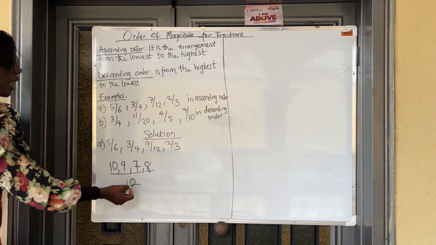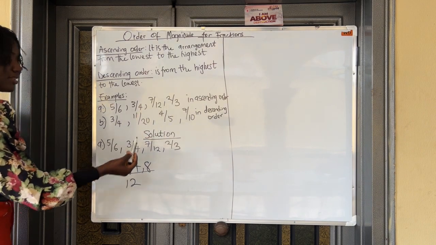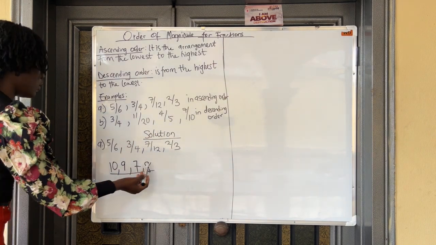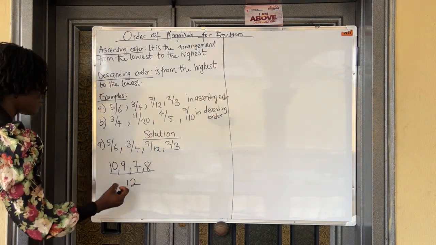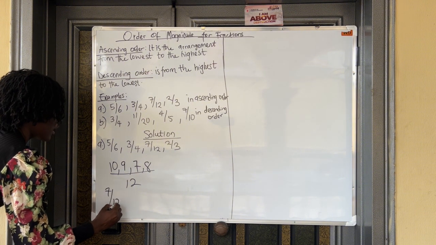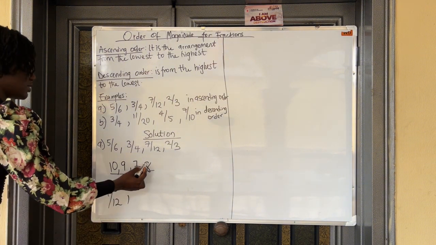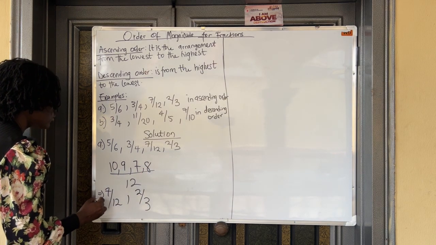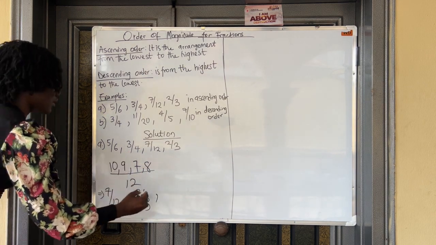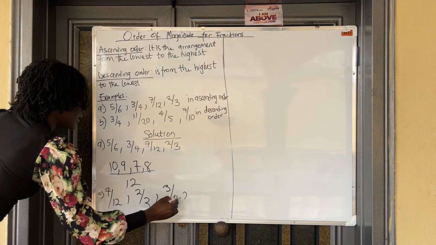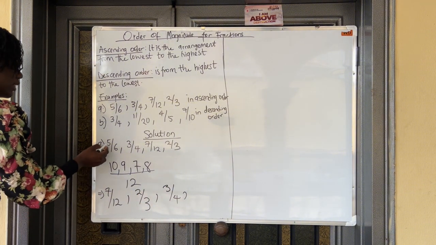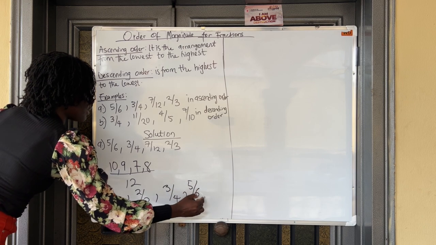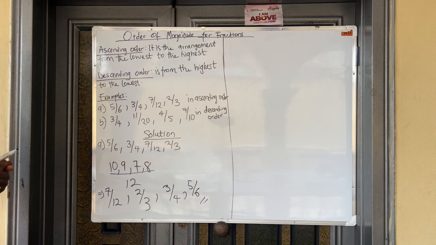So you can see we're going to now arrange them. Since it's ascending order, it means from the lowest to the highest. So the lowest number here is what? 7. So what comes first is 7 over 12. After 7 over 12, the lowest is what? 8. That's 2 over 3. After that, the lowest is what? 9. That's 3 over 4. And the last one is 10. That is 5 over 6. I hope we all understood. This is using the LCM to arrange them.